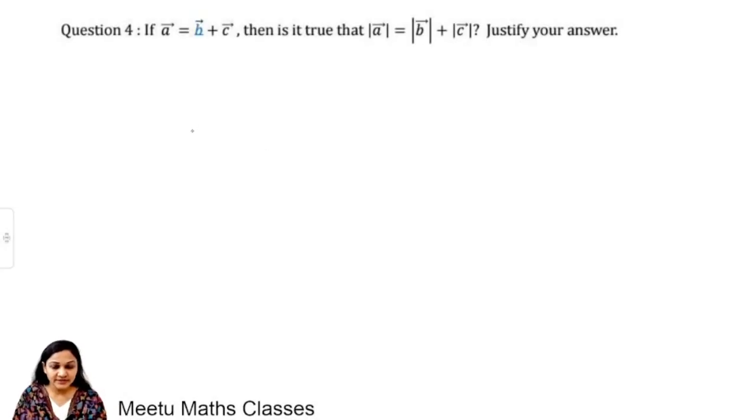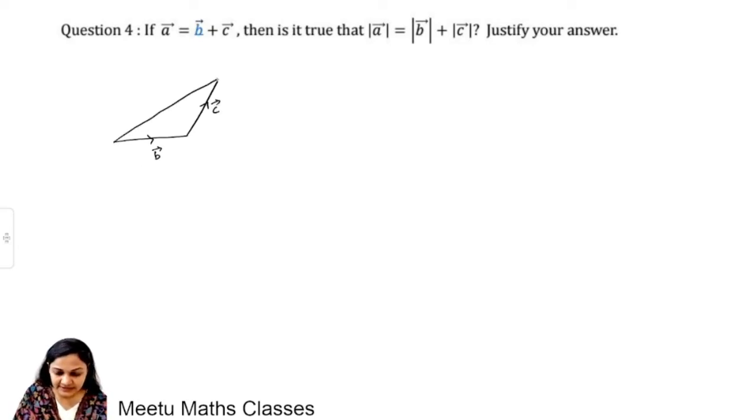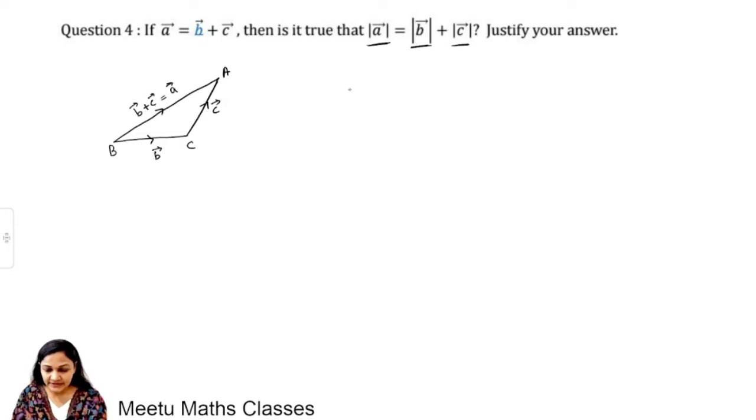Now your question number 4 is, if A vector is equal to B plus C, so let us make two vectors, let this be a vector B and this be a vector C. So B plus C is this resultant vector. According to the question, let A be this vector. Then is it true that magnitude of A is equal to magnitude of B plus magnitude of C? Now magnitude of B, let us write down the vertices. It is making a triangle ABC. So BC is magnitude of B, AC is magnitude of C, and AB is magnitude of A.